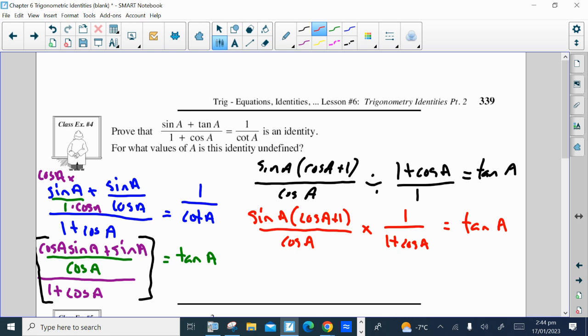I multiplied by the reciprocal. And now, cos A plus 1 is the same as 1 plus cos A. I can divide top and bottom by cos A plus 1, which is the same as 1 plus cos A. When you divide something by itself, you'll get 1's there. So we have sine A times 1, which is sine A, over cos A times 1, which is cos A, and that is equal to tangent A. Tangent A is sine A over cos A. So we're done.